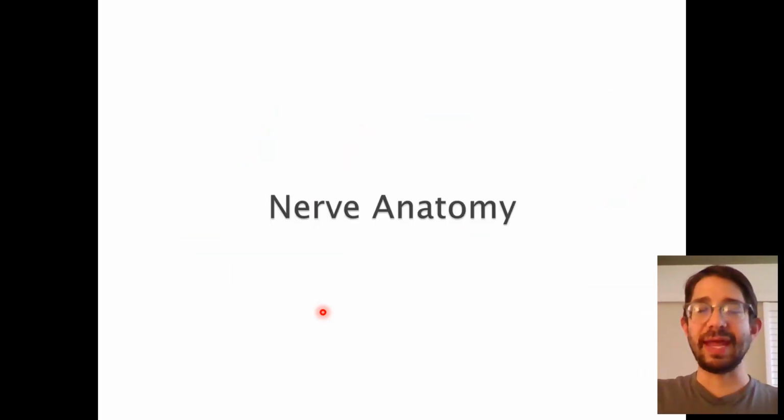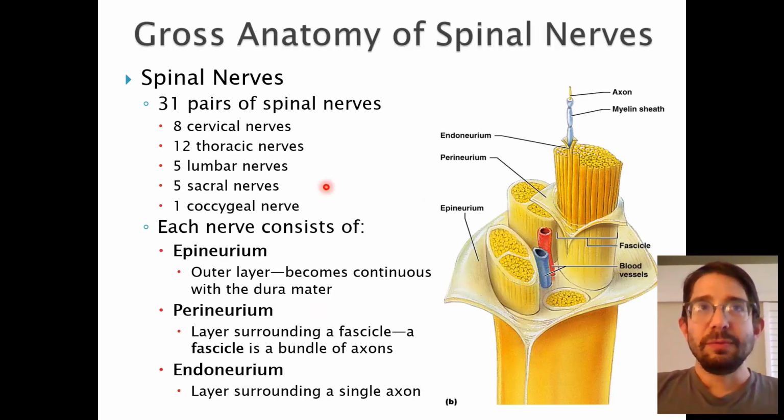Okay, let's move on to nerve anatomy. This is going to be pretty short and sweet. We've talked about that there are 31 pairs of spinal nerves branching off the spinal cord, 8 cervical and 12 thoracic, 5 each of lumbar and sacral, and you have a single coccygeal nerve. So that's 31 total.